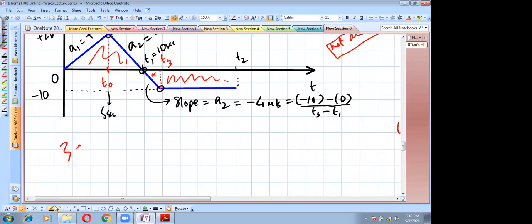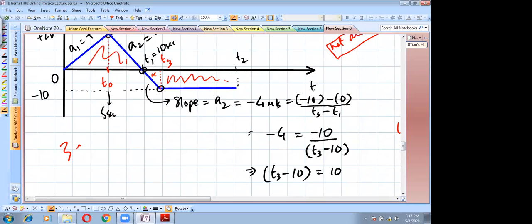Okay. So there you go. So now you can see that -4 is equal to -10 divided by T3 minus 10. So that small interval of time, T3 minus T2, is actually 10 by 4, or 2.5 seconds. That's very simple.